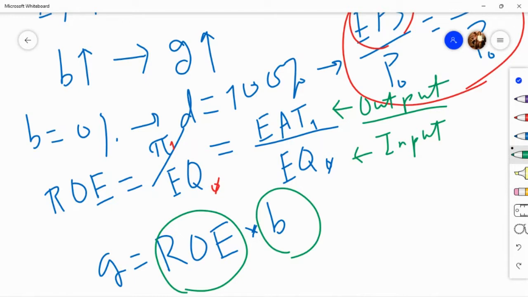So some people might think growth rate will be something much bigger than return on equity and plowback. No, actually, it will be a smaller number. Why?